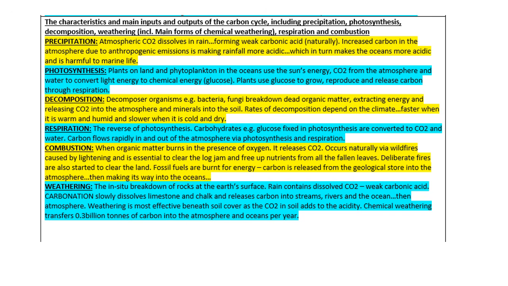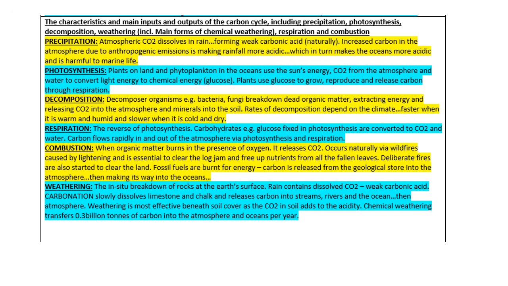Okay, then we need the characteristics and main inputs and outputs of the carbon cycle. So we can talk about precipitation. So the rain has carbon from the atmosphere dissolved within it that forms a weak carbonic acid. We've got more carbon in the atmosphere due to our emissions that we're creating, so rainfall is becoming more acidic. That rainfall makes its way into the oceans, which makes the oceans more acidic and causes all kinds of issues of acidification.